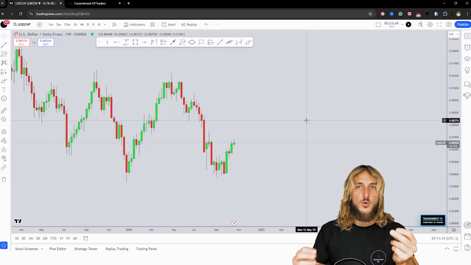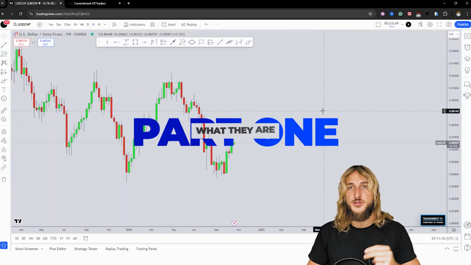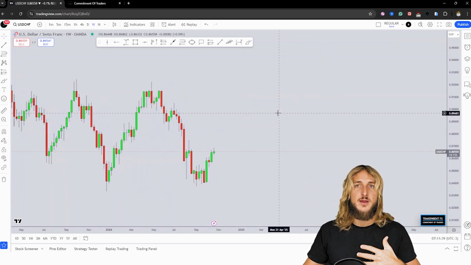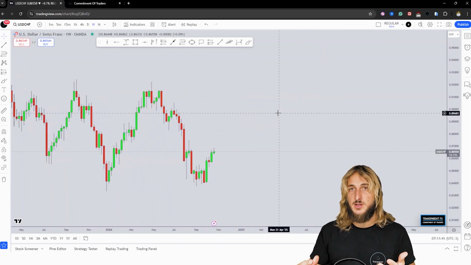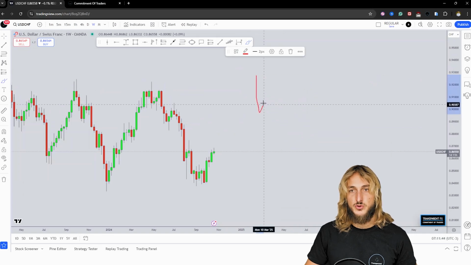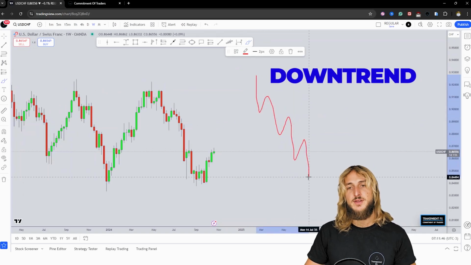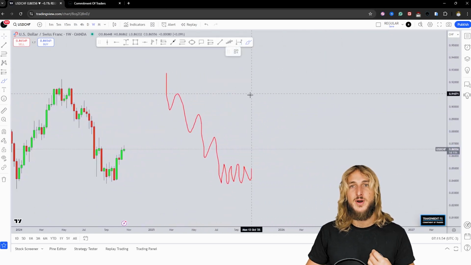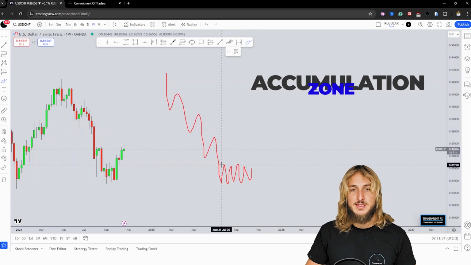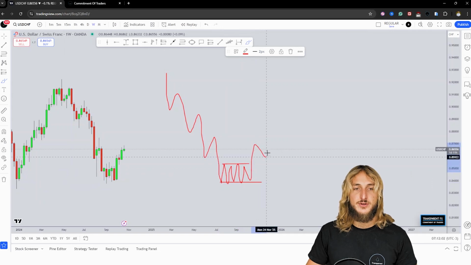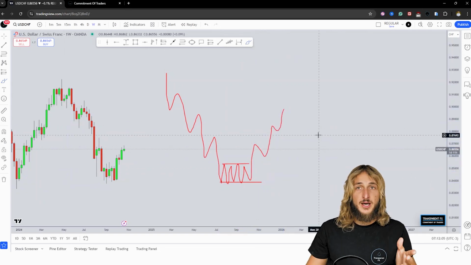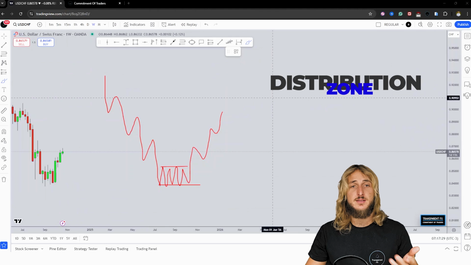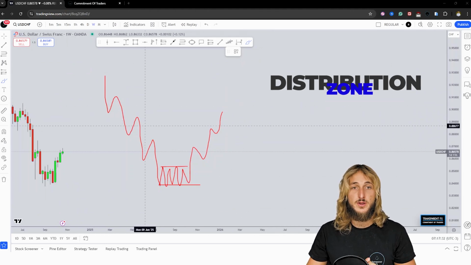Okay, so first of all, what is an accumulation or distribution area? Now, these are important turning zones in the market. So if the market is in a downtrend, so creating lower lows and lower highs, if at the bottom of a downtrend, the market then starts moving horizontally like this, this is what is commonly referred to as an accumulation zone, because it means that usually institutions are adding longs inside of this zone, and then after that there is an inversion of the trend. On the other hand, a distribution area is simply the inverse of an accumulation area.